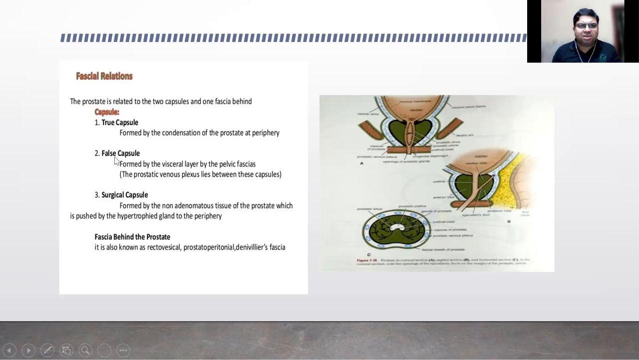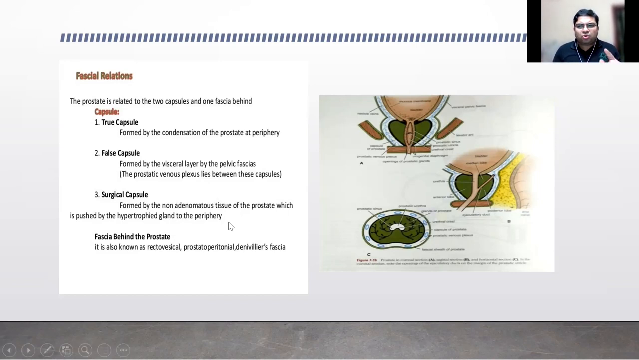Is there any other glands? The false capsule is basically formed by the visceral layer. There is something called the pelvic fascia, and it coats the prostate. So it's a visceral layer, and the space between the false capsule and the true capsule contains the prostatic sinuses and the neurovascular bundle.